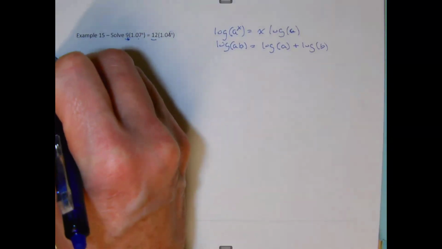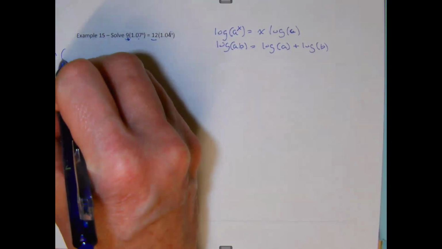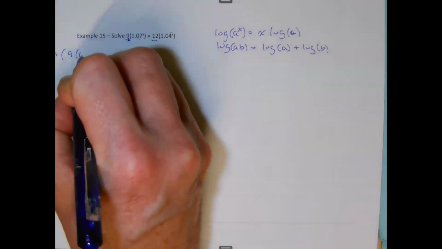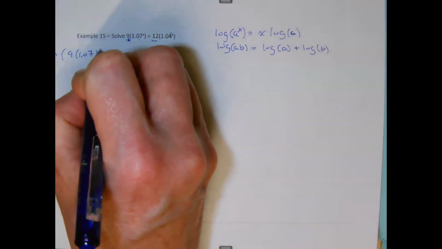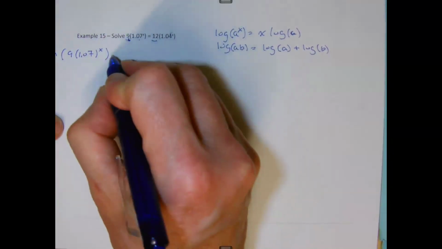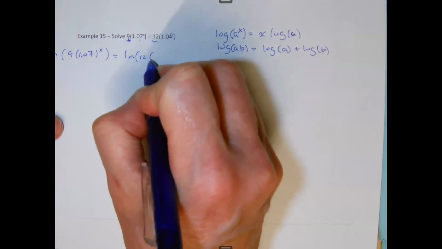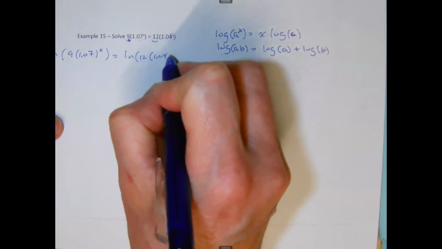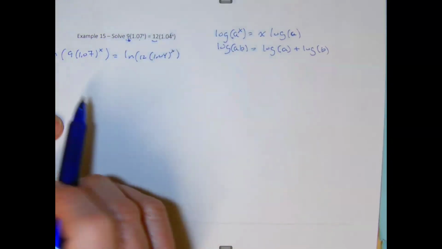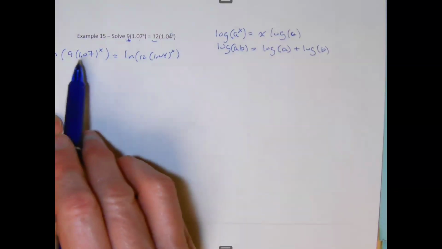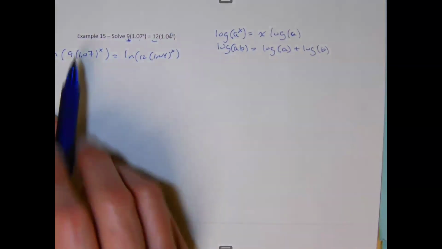I'm going to just take the log of both sides. I'm going to choose the natural log. No particular reason why, except it's just nice. And I'm going to take the log of the other side. So I take the log of both sides. Now I can apply this rule and separate this product.